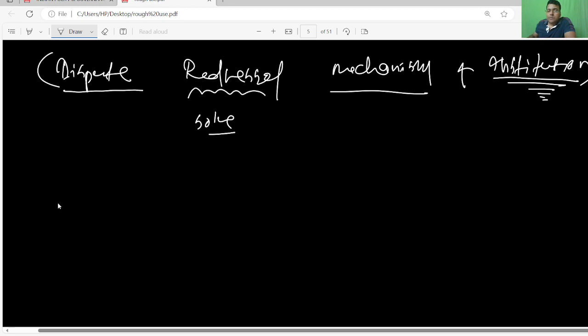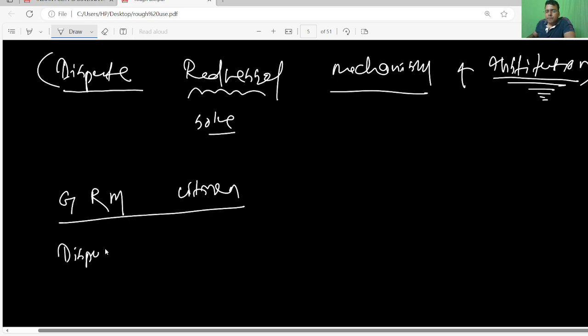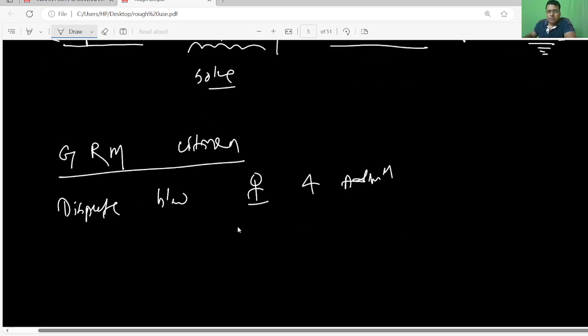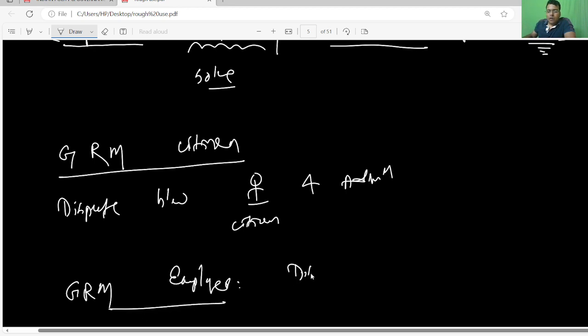In public administration, we have discussed the grievance redressal mechanism of citizens. In the grievance redressal mechanism, it is basically a dispute between citizen and administration. And in unit 9 we discussed the grievance redressal mechanism of employees. So it is a dispute between an employee and government.